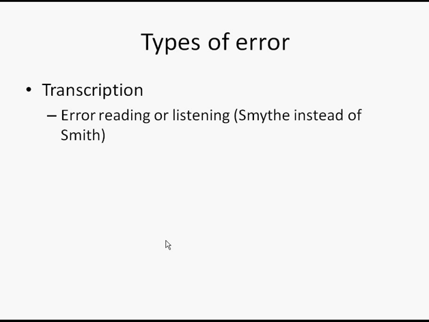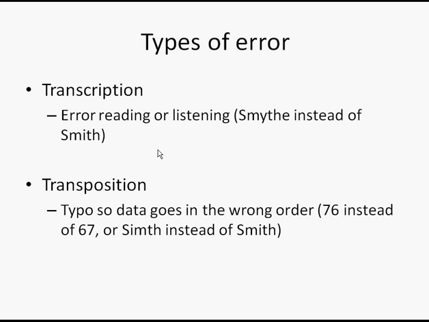There are types of error that can be made when people are entering data into a database. The first type is transcription. And that is where there will be an error reading something or listening to somebody. So if somebody told me that their name was Smith, and I entered it spelt with the Y there, when really they wanted it entered in the usual form, then that will be a transcription error. A transposition error is your typical typo, where somebody types something wrong. And often it's the order of things that are going wrong. Somebody might put in 76 instead of 67, or Simth instead of Smith.